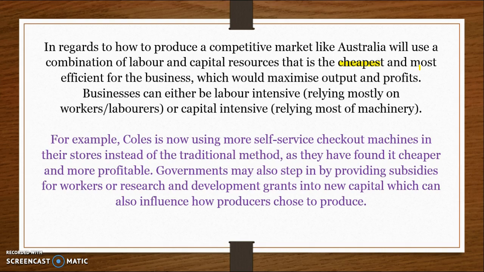They can provide subsidies, or money. Subsidies are just money given to businesses for things like research and development into capital, which can make businesses more capital intensive. Minimum wages can make them more capital intensive because they've got to pay more for workers, or the government could give subsidies for workers to make businesses more labour intensive.